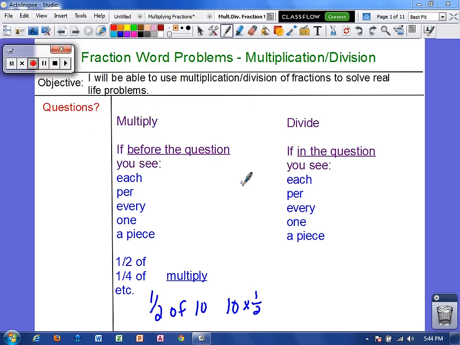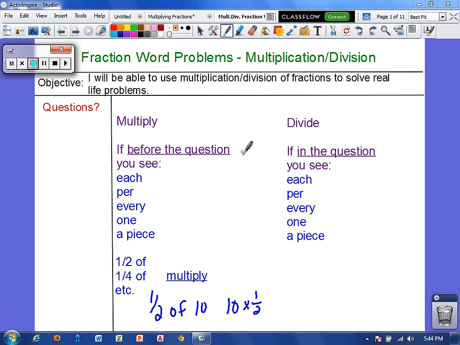Hey guys, alright, today's video is going to be about word problems with fractions, specifically multiplication and division. Make sure you write down everything you see on the screen that's not already in your notes. So your objective: I will be able to use multiplication and division of fractions to solve real-life problems.